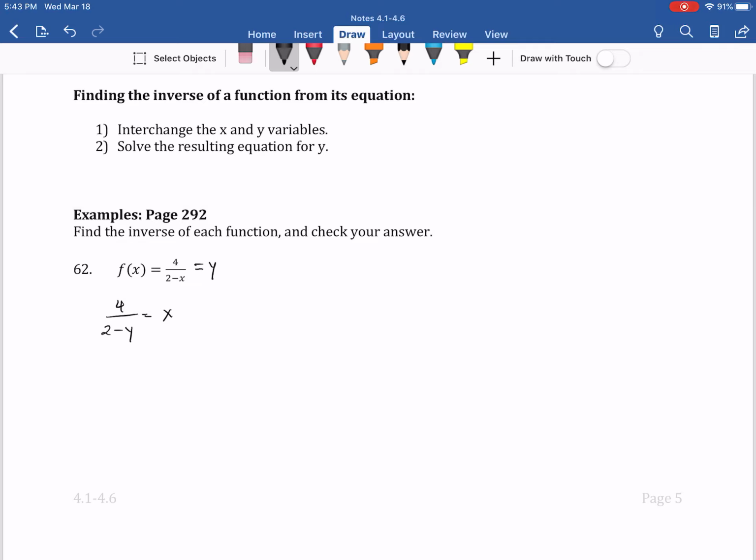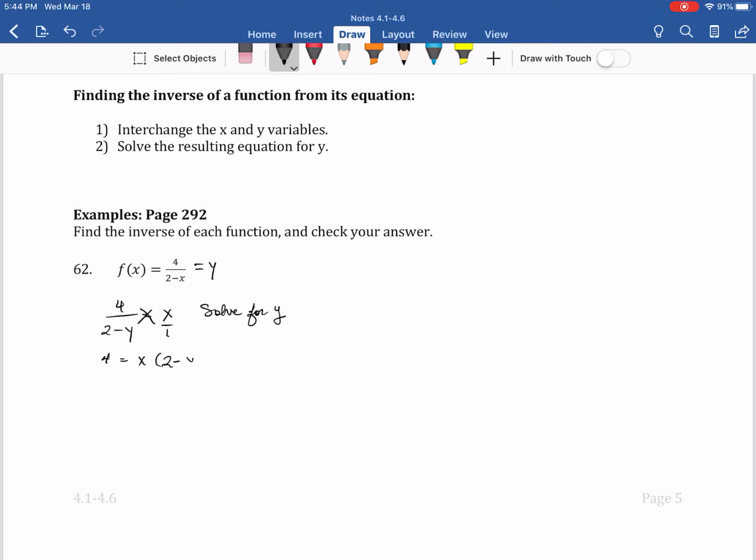All right, next we want to put this into an appropriate form, which means we're going to solve for y. Get the y by itself. Solve for y. Okay, so how are we going to do that? We want to get the y by itself. I would suggest cross multiplying. Cross multiply. So 4 times 1 equals 4. And on the other side, we've got x times the quantity 2 minus y.